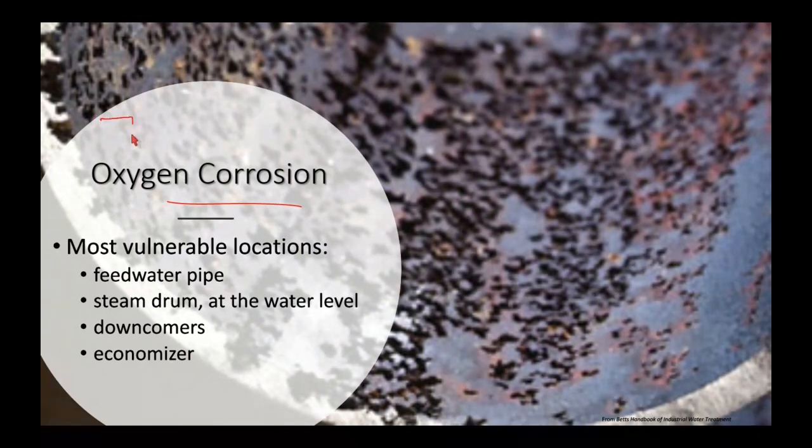Feed water is going to come in here. It's going to go through an economizer. Then from the economizer, it's going to go into the steam drum. And then what we're going to have is a downcomer. Okay, in our normal boiler water level. So it is most active in the hottest locations, because we know what happens with dissolved O2.